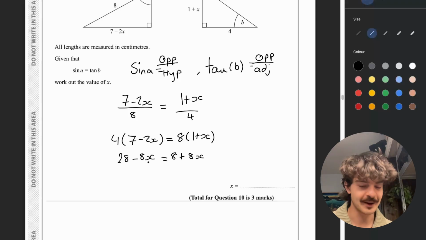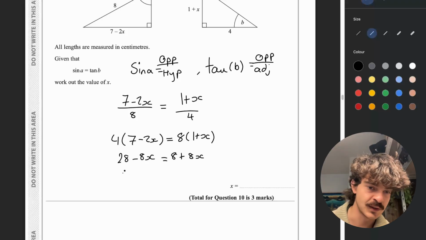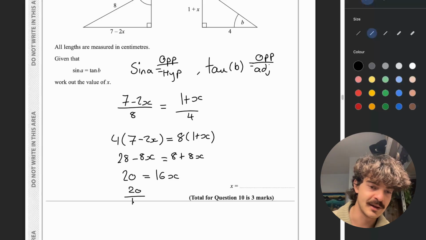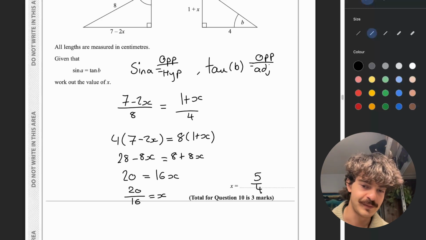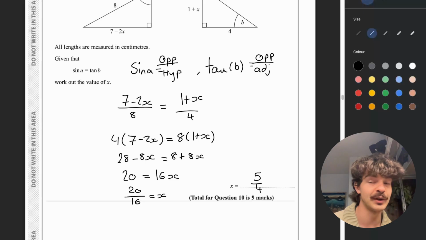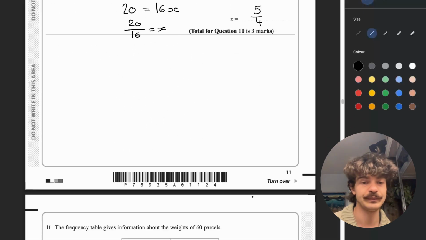And then let's get all the numbers to the left-hand side. So 20 is going to be equal to 16x. There you go, your answer, 20 over 16 is equal to x. They might want this simplified. You can simplify it down to 5 over 4. Nice, tough for 3 marks. So yeah, there you go.